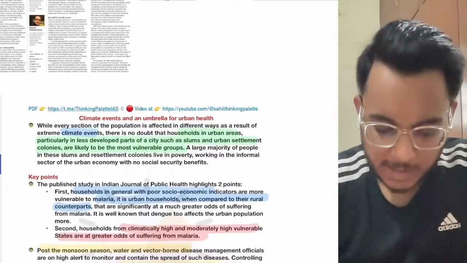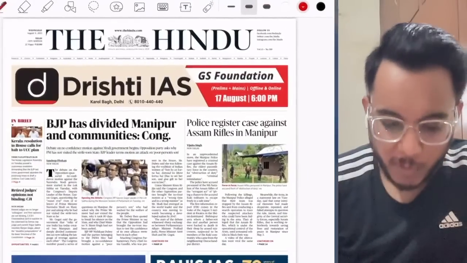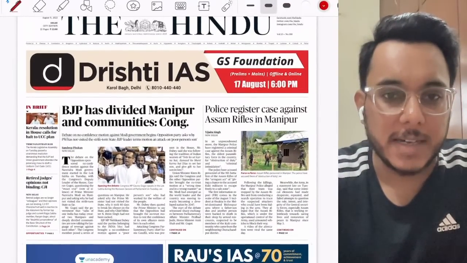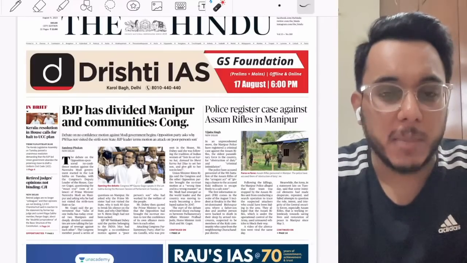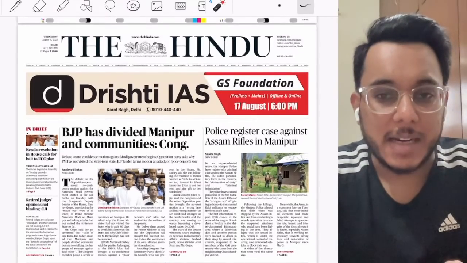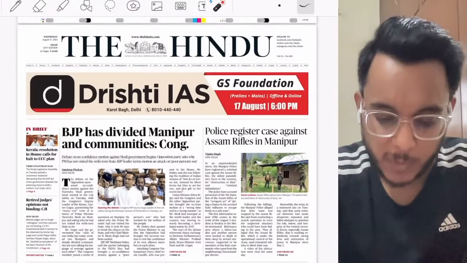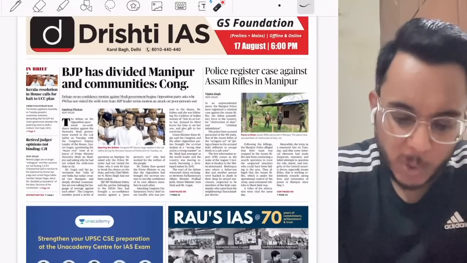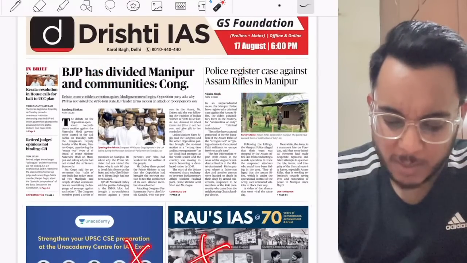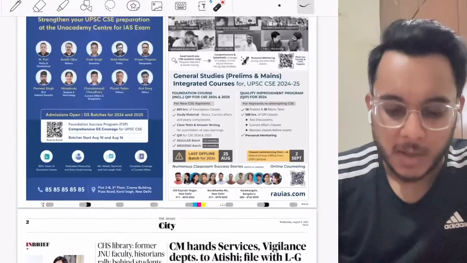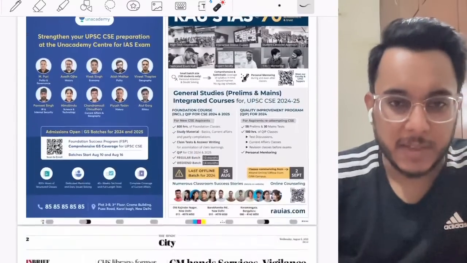Now, moving on, guys. First of all, let's take the overview of the entire newspaper so that we can understand which articles are actually important for the exam. And this is very important because you need to understand how to skim the newspapers. Now, on the first page, we don't have many important articles for the examination, just the advertisements, etc. And the political things have been given.